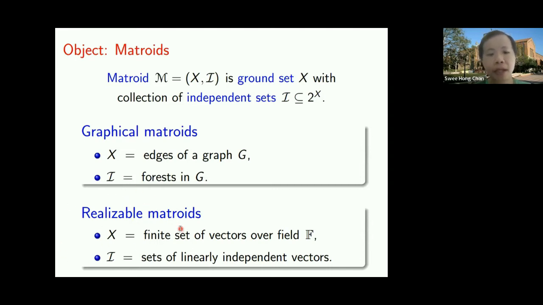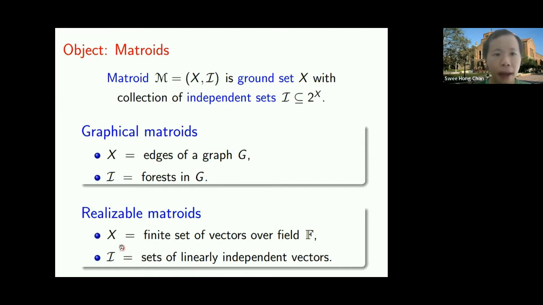The second example is called the realizable matroid, where the ground set is any finite set of vectors over a field F. The field F here can be finite, can be infinite. And in fact, soon we will see some examples with a finite field. And the independent set here is, pardon the pun, the set of vectors that are all linearly independent to each other. In fact, this is actually the reason why this thing is called independent set in the first place.